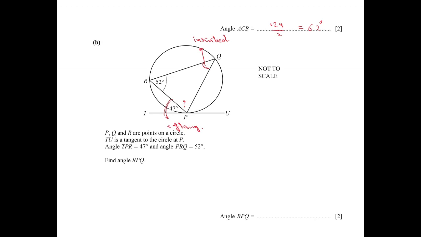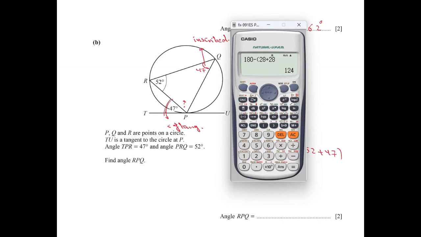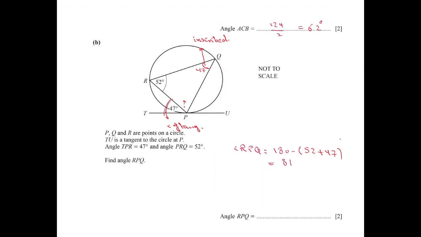So measure angle Q will be 47. In the triangle RPQ, we can find the measure of angle RPQ, which is equal to 180 minus (52 plus 47). 180 minus 99 is equal to 81. Measure angle RPQ is equal to 81.